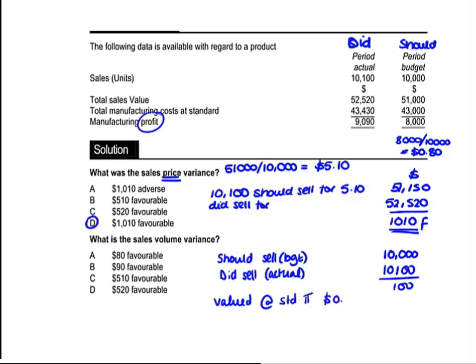So that's going to give us a difference of $80, and that's going to be favourable because what we mean is that for every extra unit we sell, we're going to get an extra 80 cents of profit. So we sold 100 more, so that's a favourable variance of 80. So both of those then, sales volume and sales price variance.